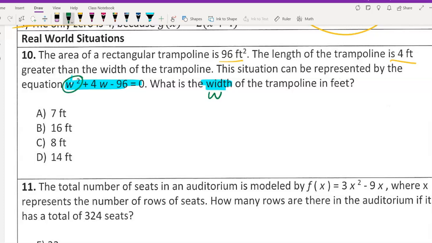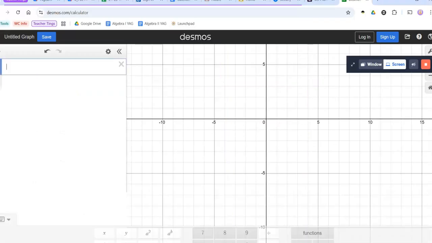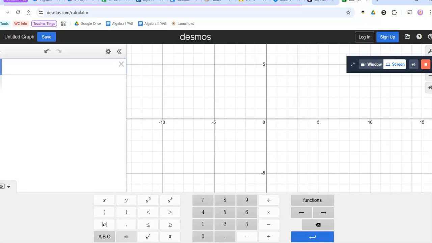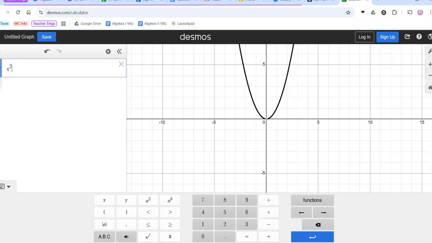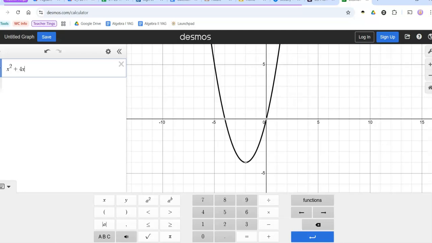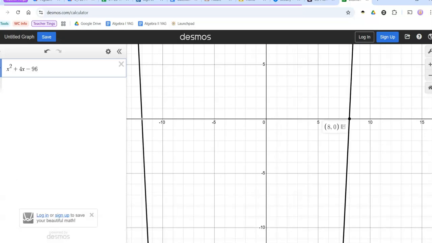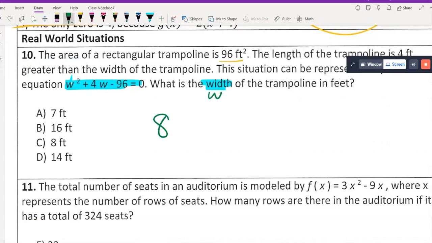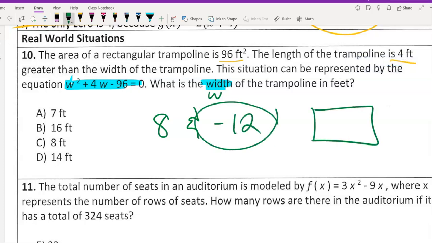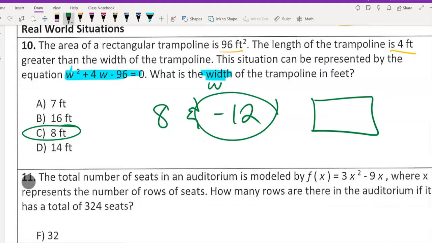This is a quadratic equation, so we're going to stick this in the calculator and again, look for the x-intercept. Let's use x instead: x squared plus 4x minus 96. Now we look at our graph and we have an x-intercept at 8 and negative 12. Fantastic. So 8 and negative 12. But we're talking about a rectangular trampoline. Can a trampoline be negative? No. So our answer is going to be C, 8.